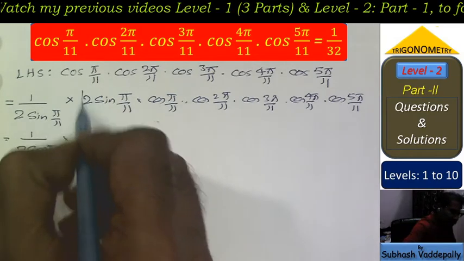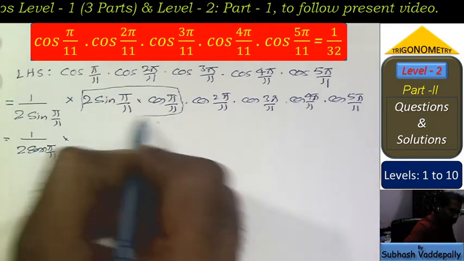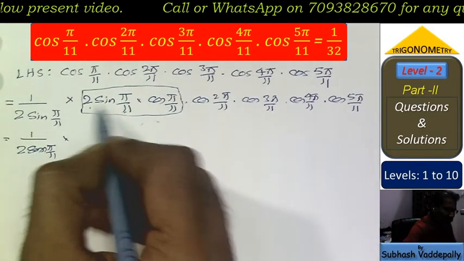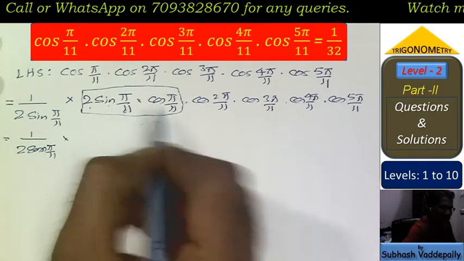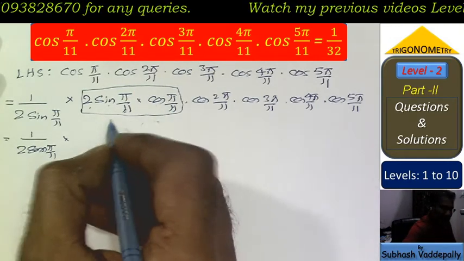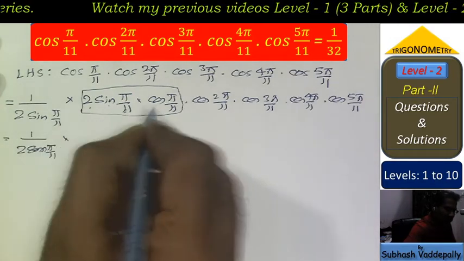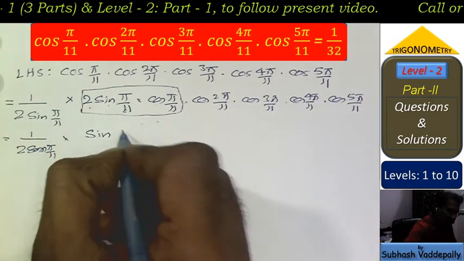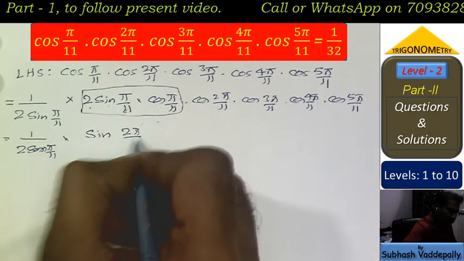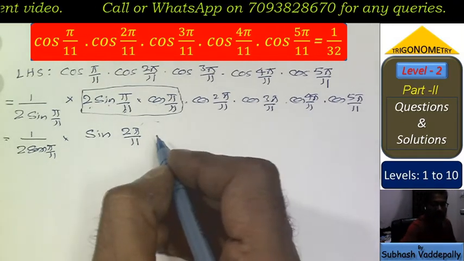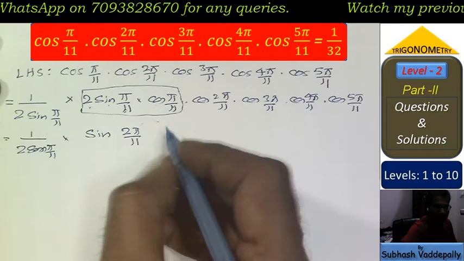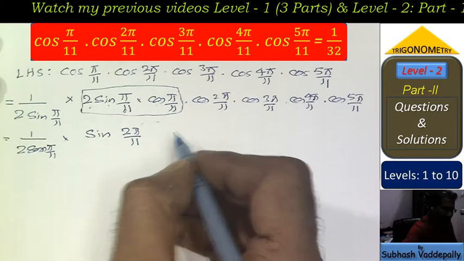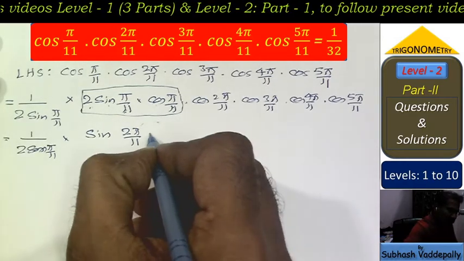and just look at this. If you consider this pi by 11 as a, it is in the form of 2 sine a cos a. So 2 sine a cos a is equal to sine 2a, we have. So I am using that formula: 2 sine a cos a is equal to sine 2a, that is 2 pi by 11. To understand this question, you should be thorough with the formula. So that's why every time I'm asking, go through the previous videos, download the formula and learn it. And the remaining terms I write as it is.